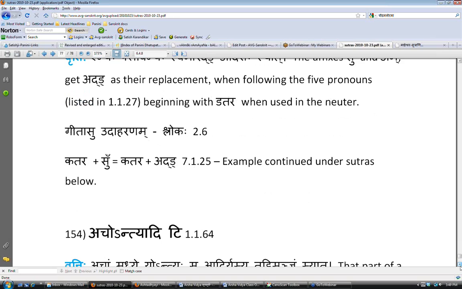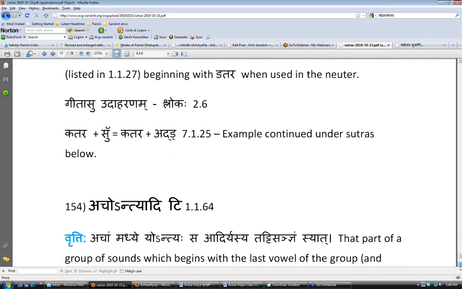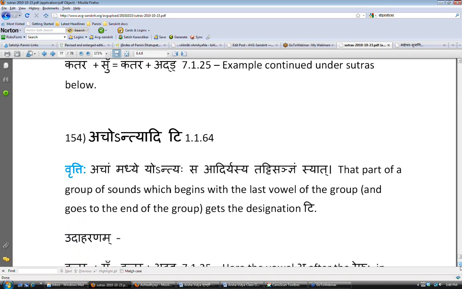Now we did halantyam, we got the does and it. So what's the provision of that does and it? That's what we're going to define in the next sutra, which says achoantyaditi. Achoantyaditi. Again, this is an alpa sanya, the small sanya, which is done mainly by Panini most likely. It defines what is called the ti bhaga, the ti portion of any term, any set of sounds. We take the ti bhaga. How do we define that? Acham madhye yo antyaha. Take the last ach of that term. Saha adiryasya, starting from that.